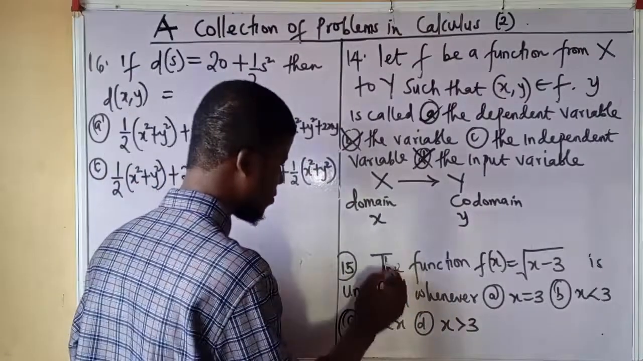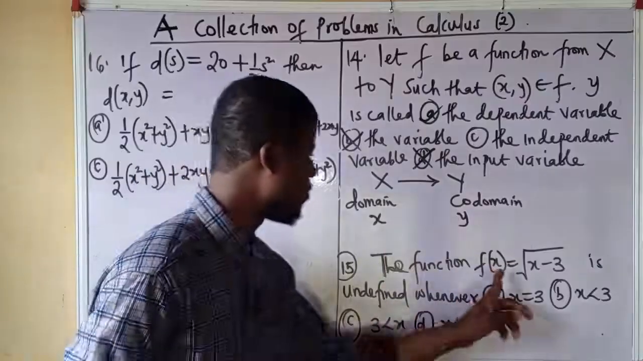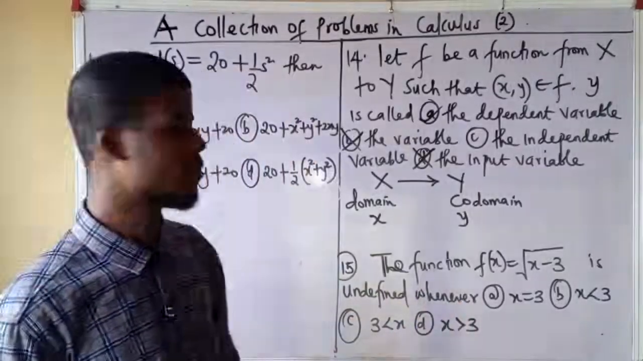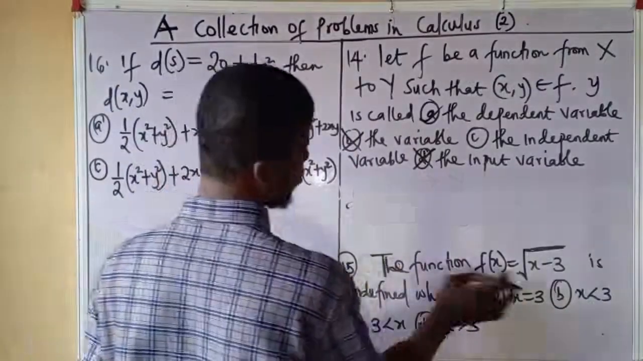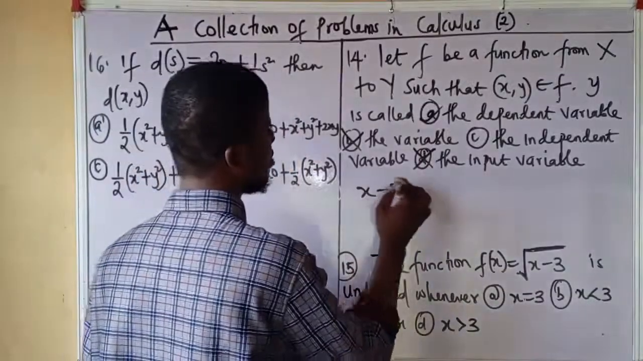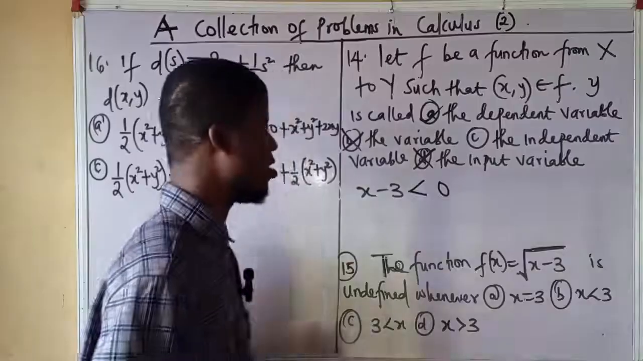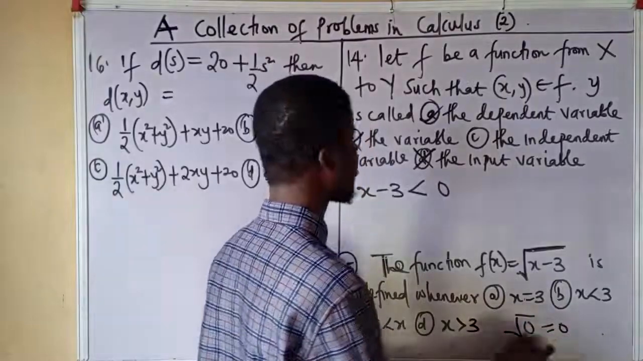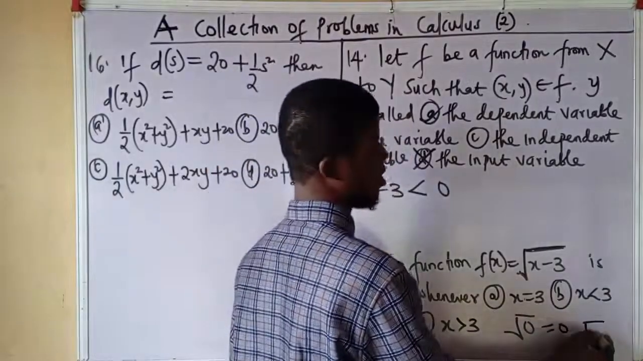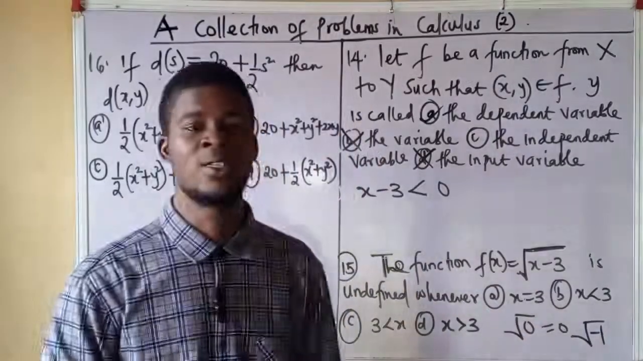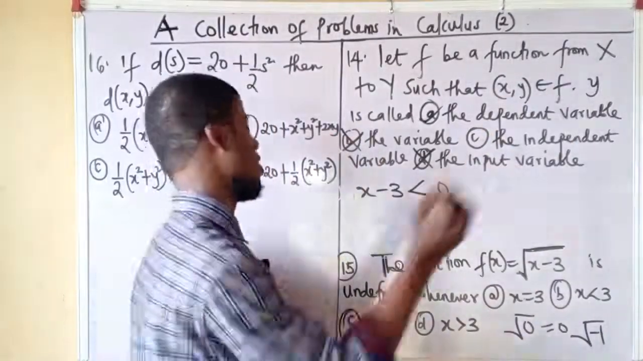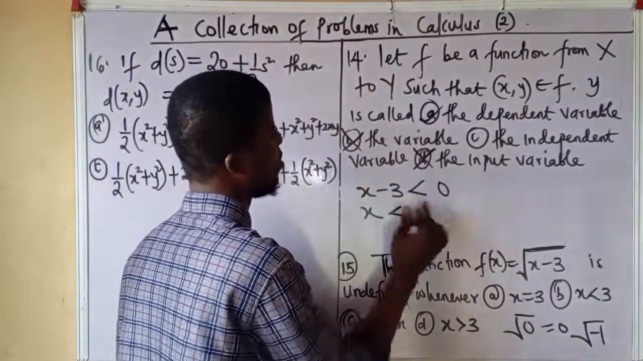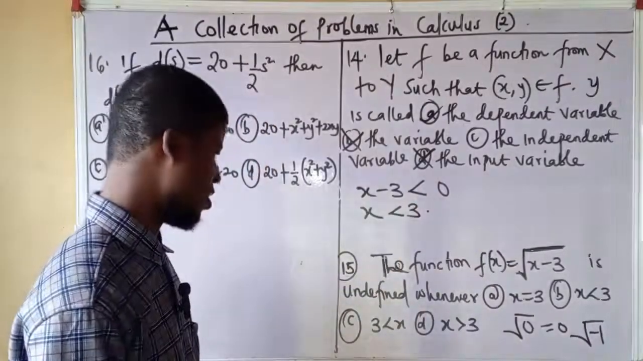Now look at question 15. The function f of x equal to the square root of x minus 3 is undefined whenever, which of these options is correct? So the function will be undefined whenever x minus 3 is less than 0. It will be defined if x minus 3 is equal to 0 because the square root of 0 is 0. But the square root of, for example, minus 1 is undefined under the set of real numbers. You understand that? So x will be less than 0 plus 3, and that's 3. So the function will be undefined when x is less than 3. And that is option B.